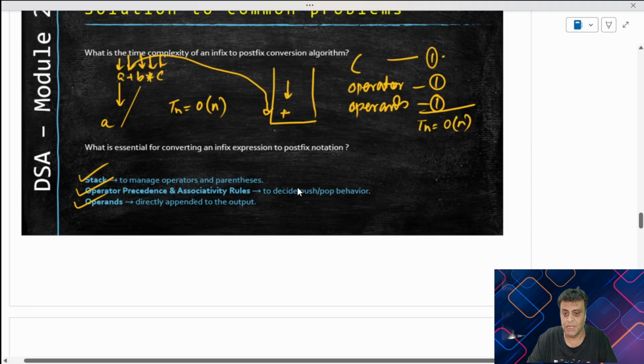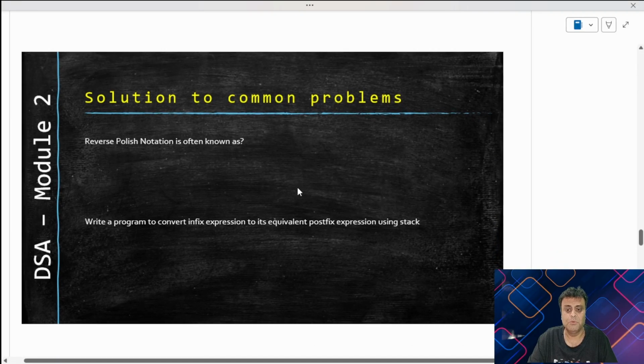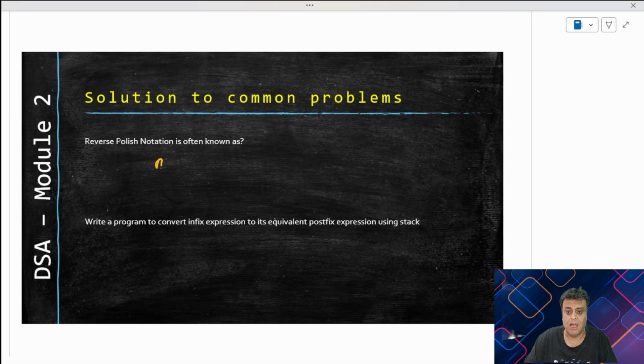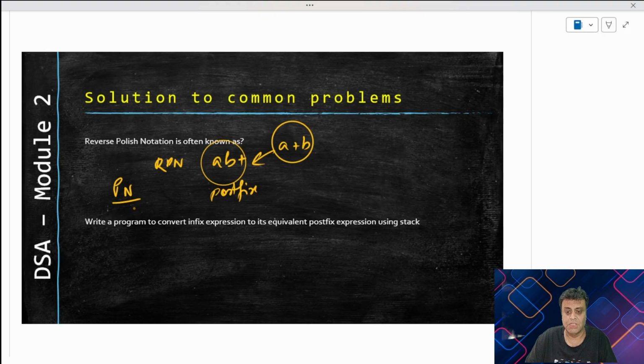So moving on to the next question, reverse Polish notation. We have discussed that RPN is actually AB plus. Given A plus B, convert it into AB plus. This is called RPN or postfix. And we discussed that PN, which is Polish notation, is plus AB when you are given this A plus B, which is prefix. So this is a prefix notation, right?